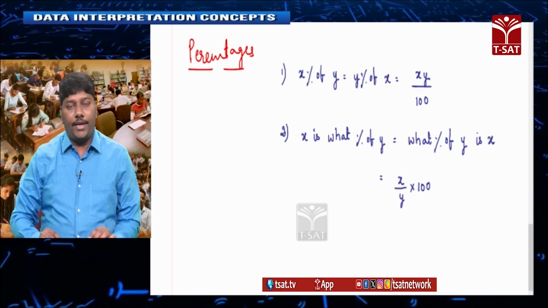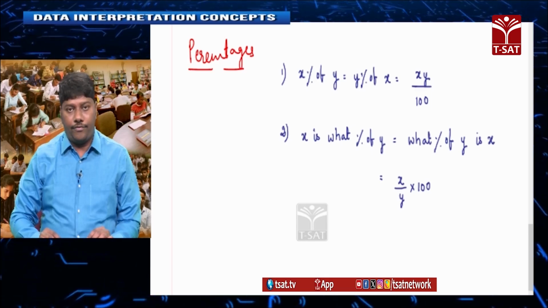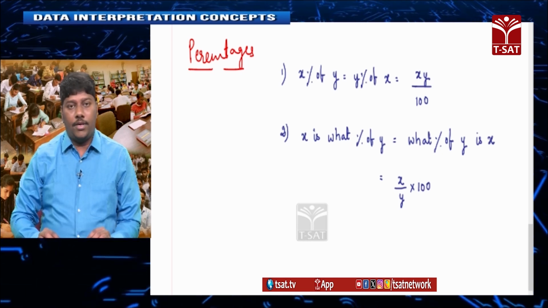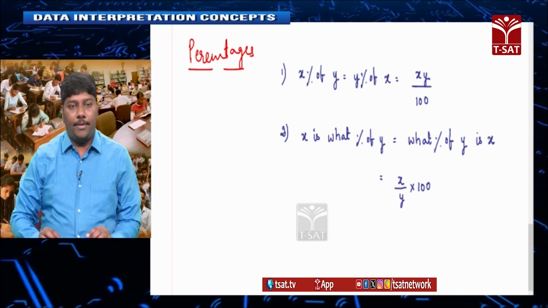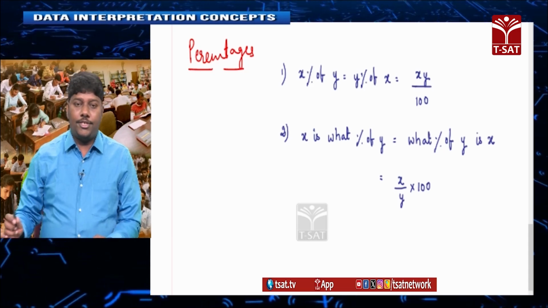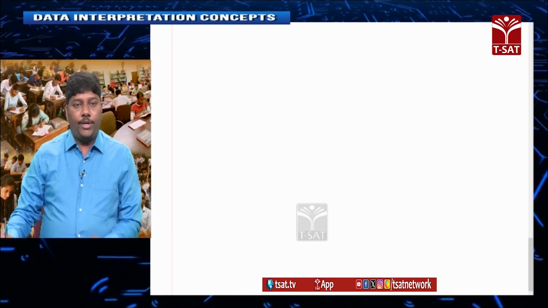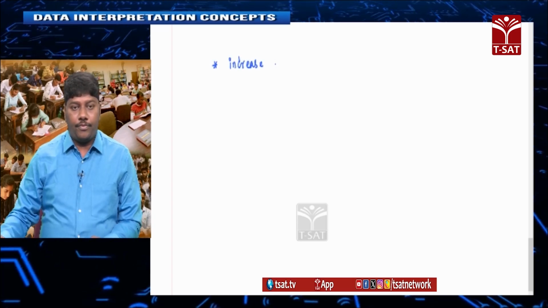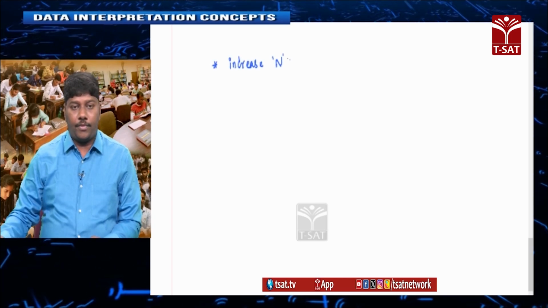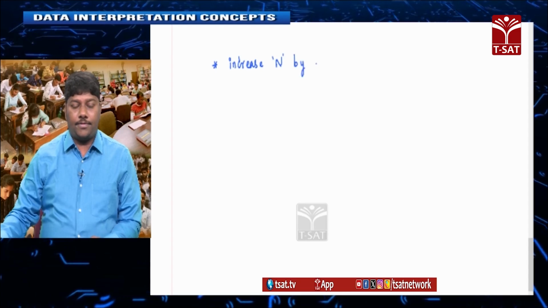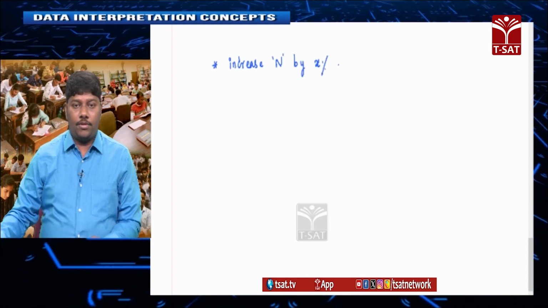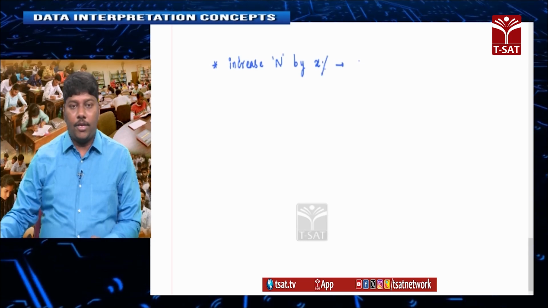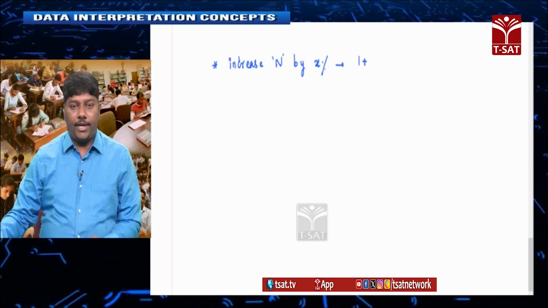So here X is nothing but cars produced in 2015. Y is nothing but cars produced in 2020. This 2015 and 2020 I am taking purely as an assumption. If you want to increase a number N by X percent, what do you do? You simply multiply that number N with 1 plus X by 100.